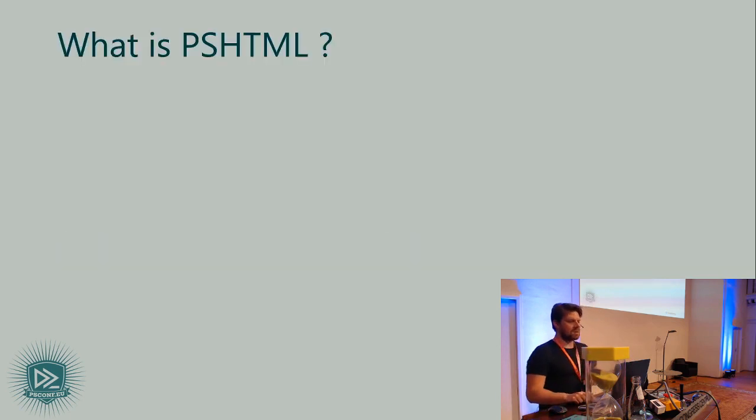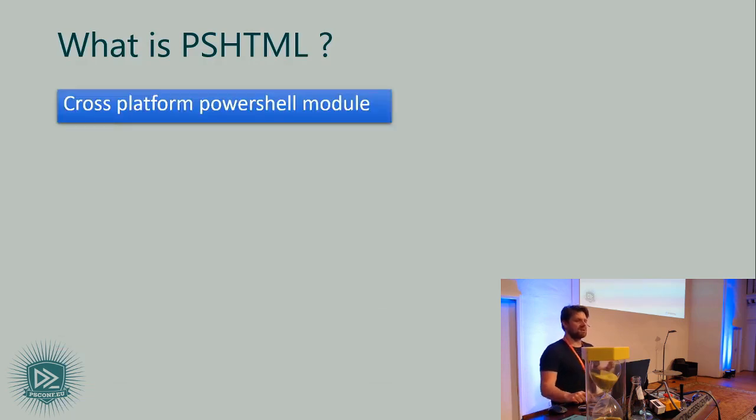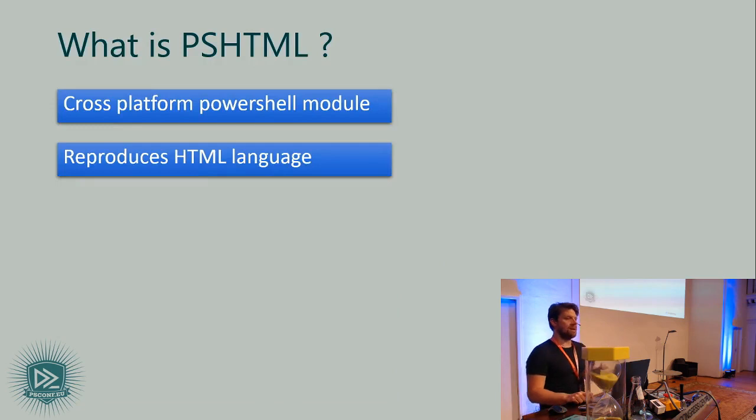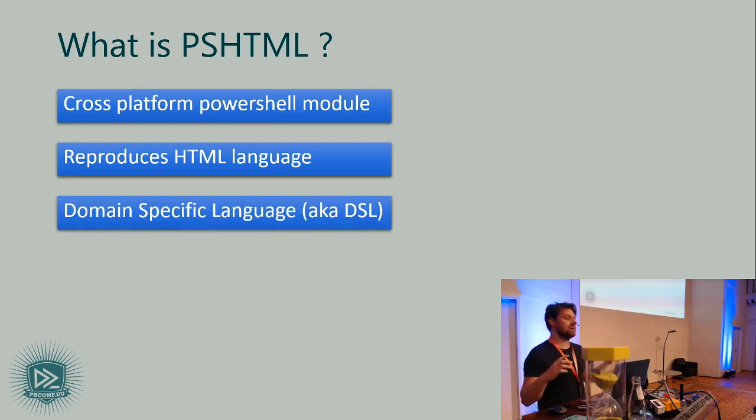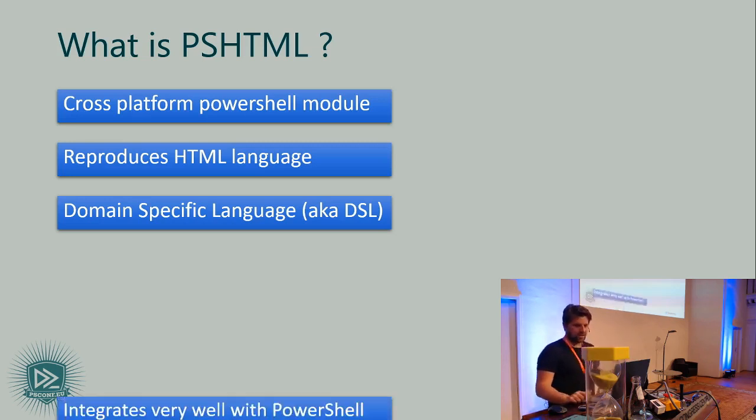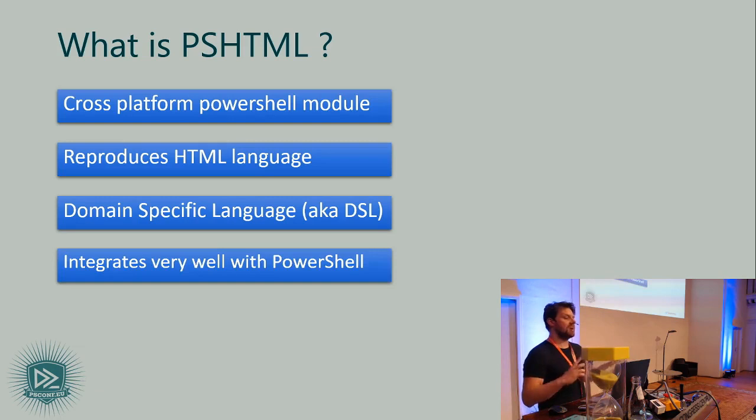So, PSHTML, what is PSHTML? PSHTML is a cross-platform PowerShell module. It actually reproduces the HTML language structure. So in other words, it is a DSL, a domain-specific language. For the people that don't know what a DSL is, if you have used Pester, you know what a DSL is, because Pester is a domain-specific language. And it integrates very, very well with PowerShell.